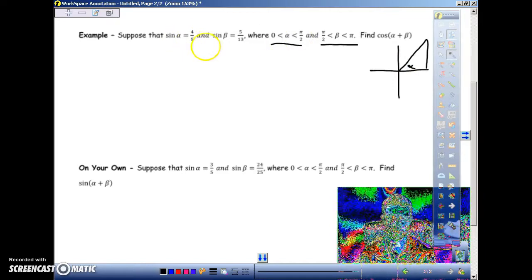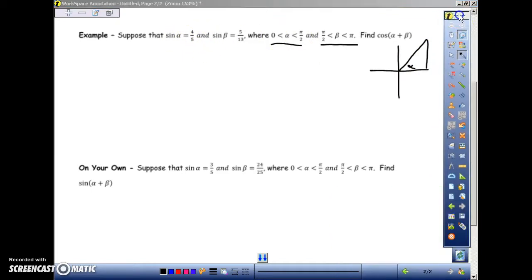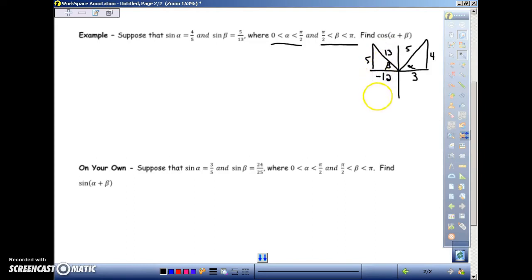Okay? And let's assign our sides. So our sides here, opposite is going to be 4. Hypotenuse is going to be 5. And if we were to figure out what our adjacent is by doing the Pythagorean theorem, we would notice that we get 3. Now, beta is going to be in our second quadrant. So we're going to do a triangle in the second quadrant. And that's our beta. And again, the opposite side here is 5. The hypotenuse is 13. And if we were to do the Pythagorean theorem here, we would find out that our third side is going to be 12. But don't forget, because we're in the second quadrant, that 12 has to be negative.